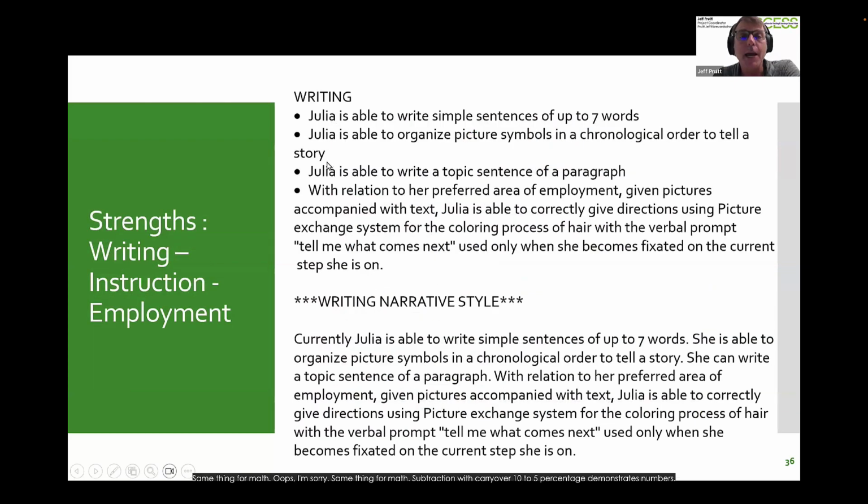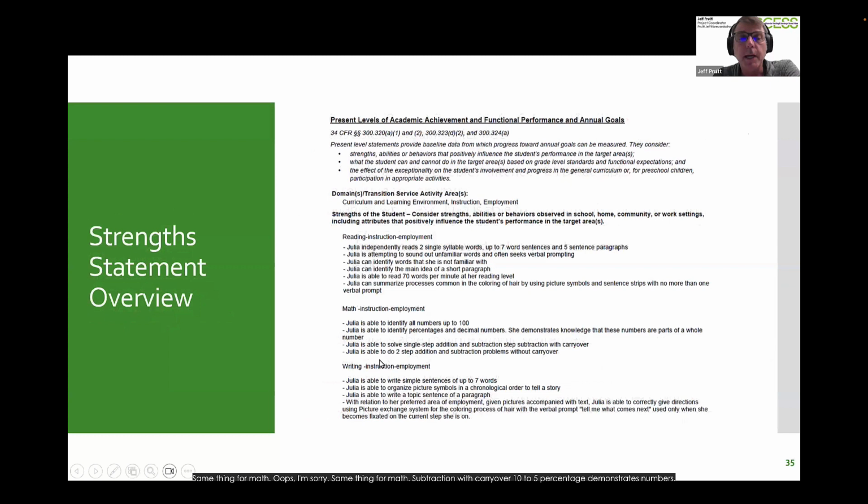Same thing for math. Subtraction with carryover. Identify percentage, demonstrates the numbers. So this is just the strengths box. So what she's able to do.